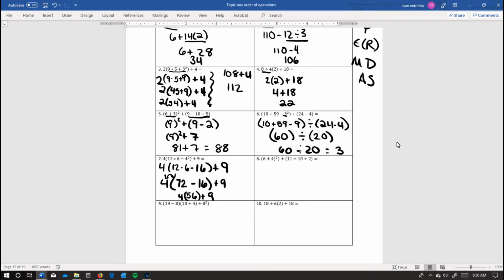All right, so now I'm going to take that 56, I'm going to multiply it by 4, and you should get 224. And the last step is always your addition and subtraction. So I'm going to add 9 to this. It's going to be 233.